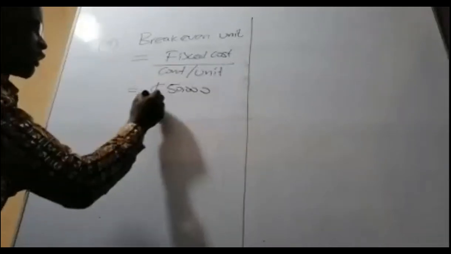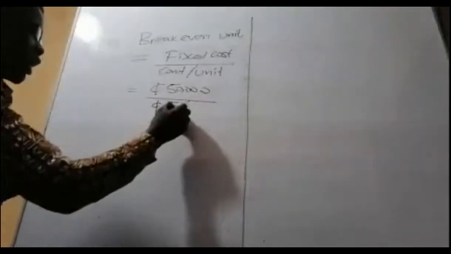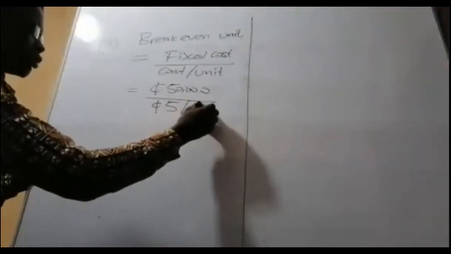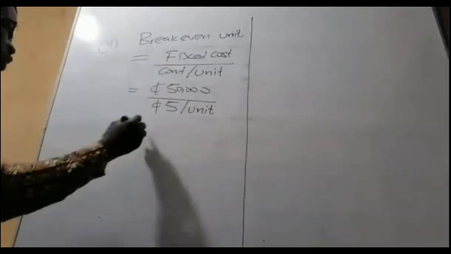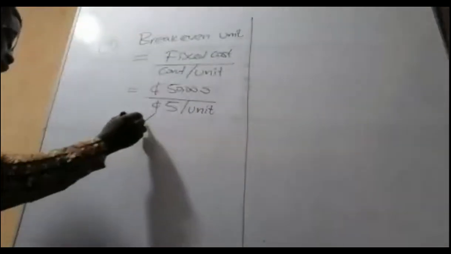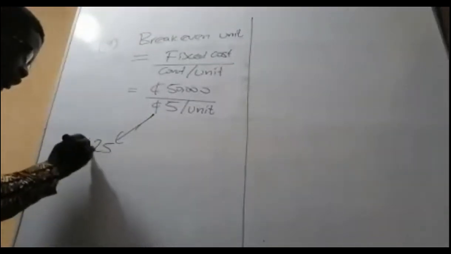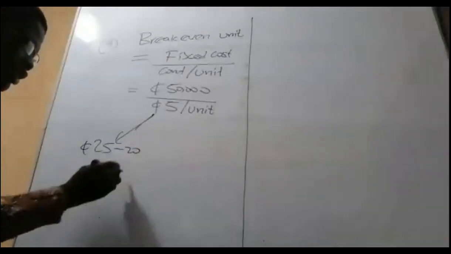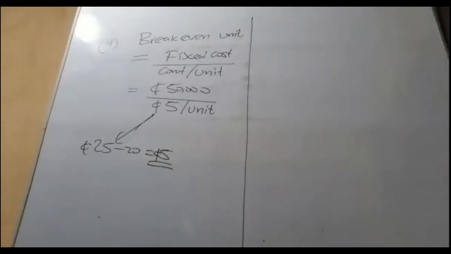So therefore, 50,000 Ghana cedis divided by contribution of 5 Ghana cedis per unit. Good. So that is it. In the workings, tell the examiner that this contribution is 25 Ghana cedis less 20 cedis, which is equal to 5 cedis. So that's your first workings.